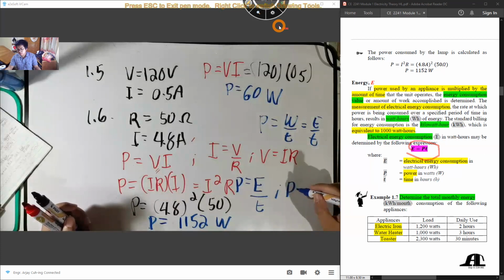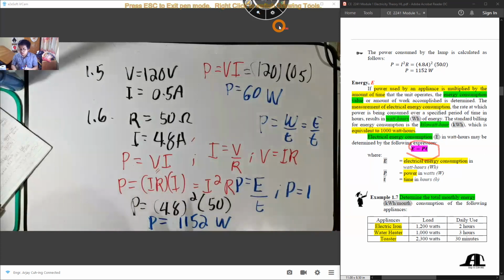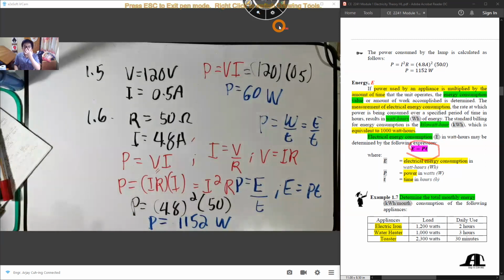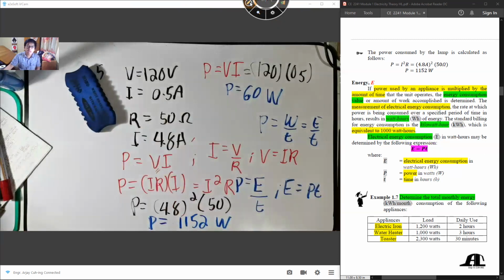So para makuha natin yung formula ng energy, i-manipulate lang natin yan. So energy is equal to power times time. So yun yung third equation natin. Okay, so tatlo lang na formula ang i-memorize natin sa ngayon, no? So power is energy over time, power is equal to voltage times current, tapos I is equal to V over R. Tatlo pa lang. Okay? So para mas maintindihan natin, i-apply natin.